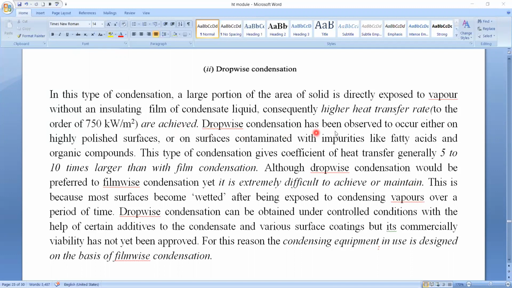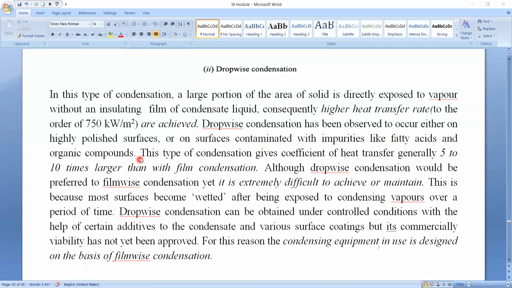Now, dropwise condensation has been observed to occur on a highly polished surface or on a surface contaminated with impurities like fatty acids and organic compounds. So remember, students, dropwise condensation takes place on such surfaces which contain small cracks or pits or small voids, or the surface has some contamination like fatty acids, grease, or any organic compounds.